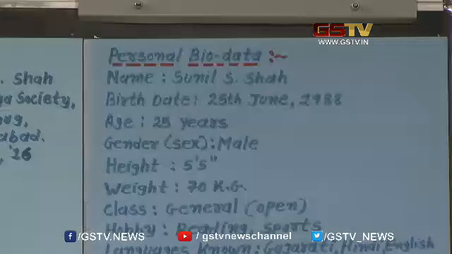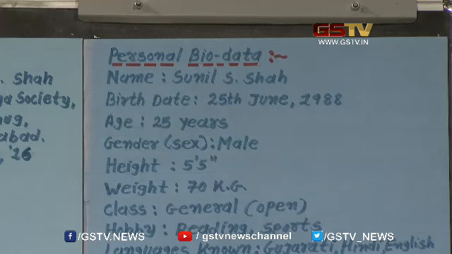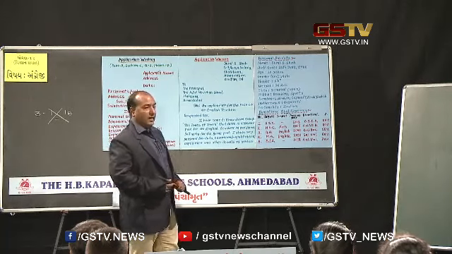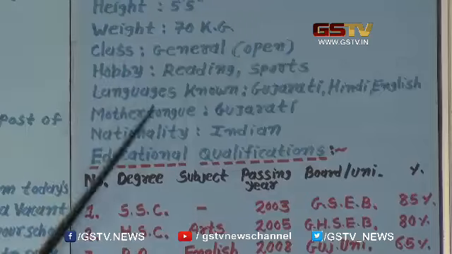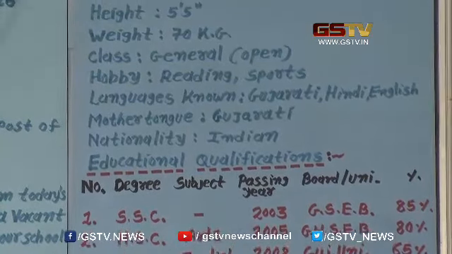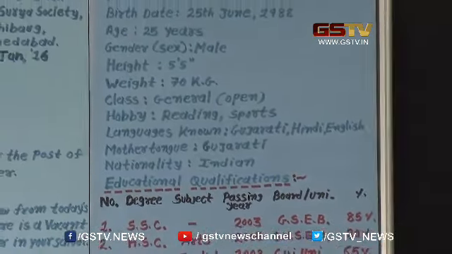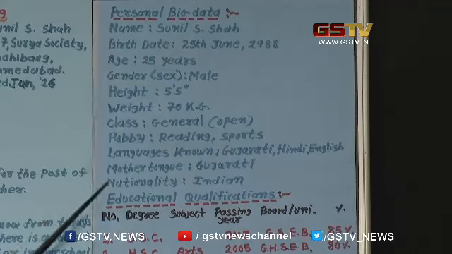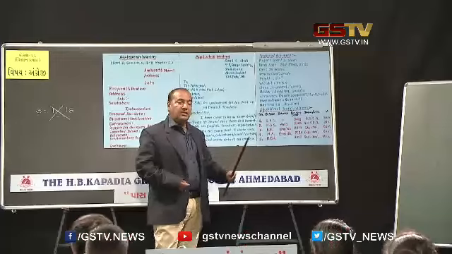In personal biodata, students, we should write the main clues for the candidate: name, birth date, age, gender, height, weight, class, hobby, languages, mother tongue, nationality. And please take care that after personal biodata, one of the most important points of our application is educational qualifications.